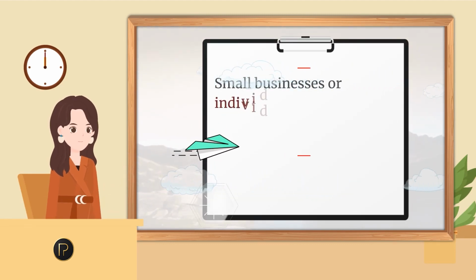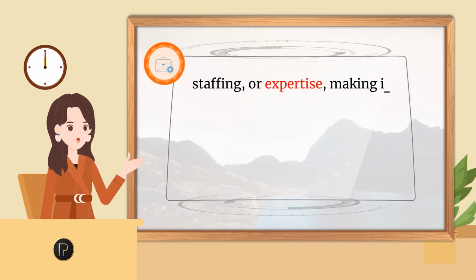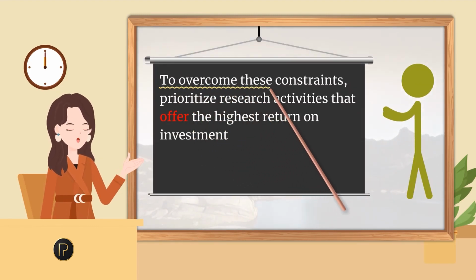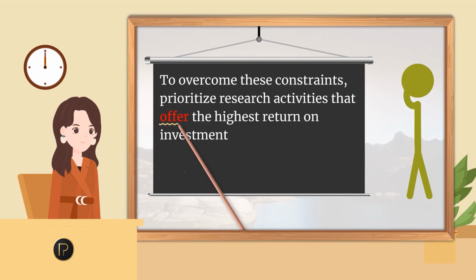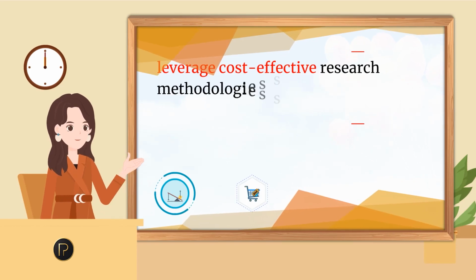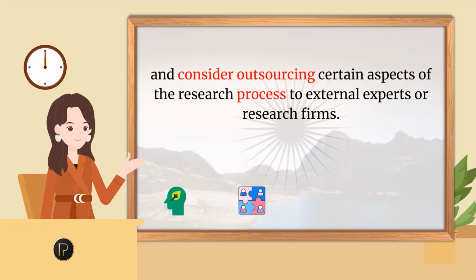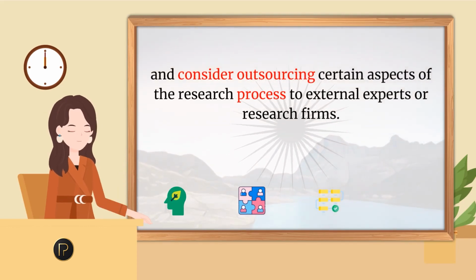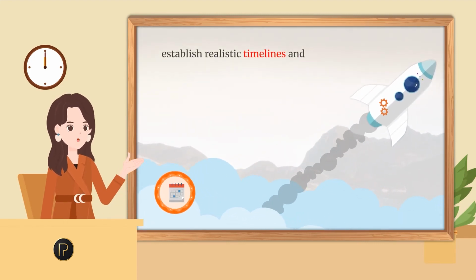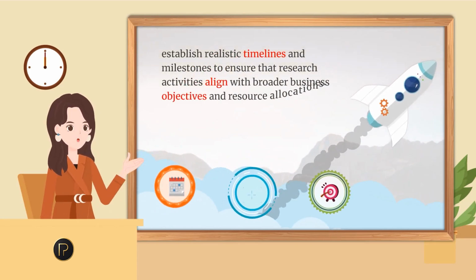Small businesses or individuals may face limitations in terms of budget, staffing, or expertise, making it challenging to execute complex research initiatives. To overcome these constraints, prioritize research activities that offer the highest return on investment. Leverage cost-effective research methodologies such as online surveys or secondary data analysis. And consider outsourcing certain aspects of the research process to external experts or research firms. Additionally, establish realistic timelines and milestones to ensure that research activities align with broader business objectives and resource allocations.